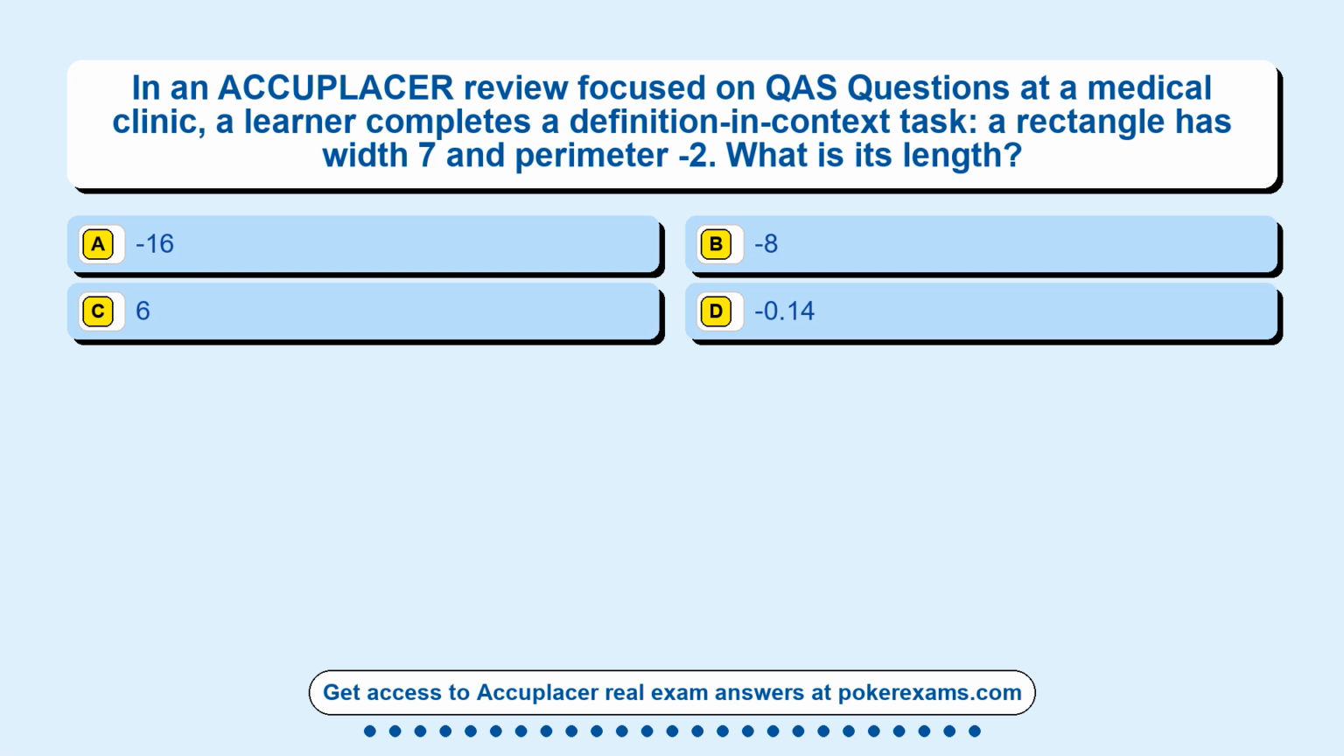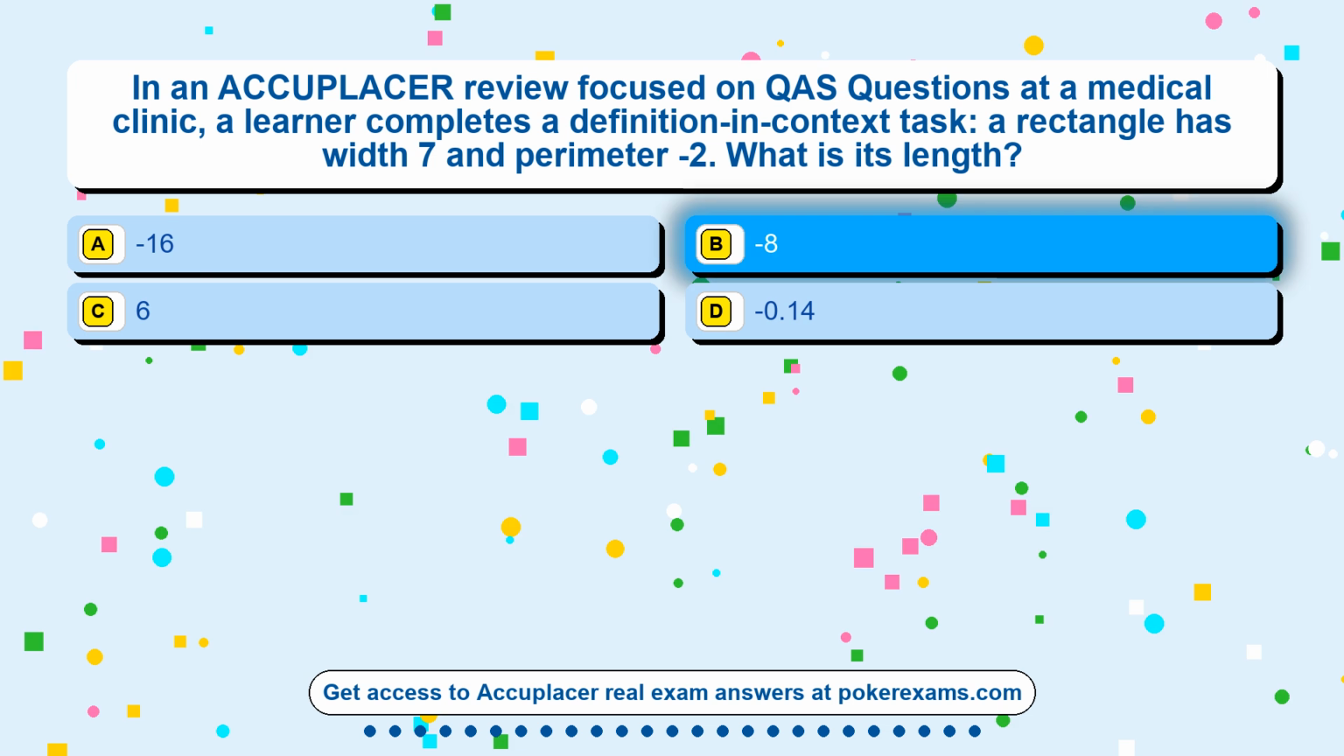Question 6. In an ACCUPLACER review focused on QAS questions at a medical clinic, a learner completes a definition-in-context task. A rectangle has width 7 and perimeter minus 2. What is its length? Option A, minus 16. Option B, minus 8. Option C, 6. Option D, minus 0.14. The correct answer is option B, minus 8.